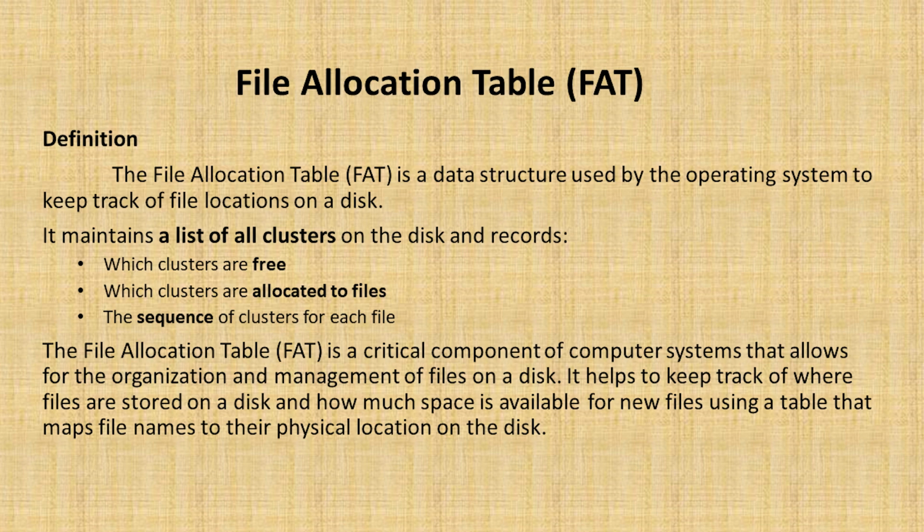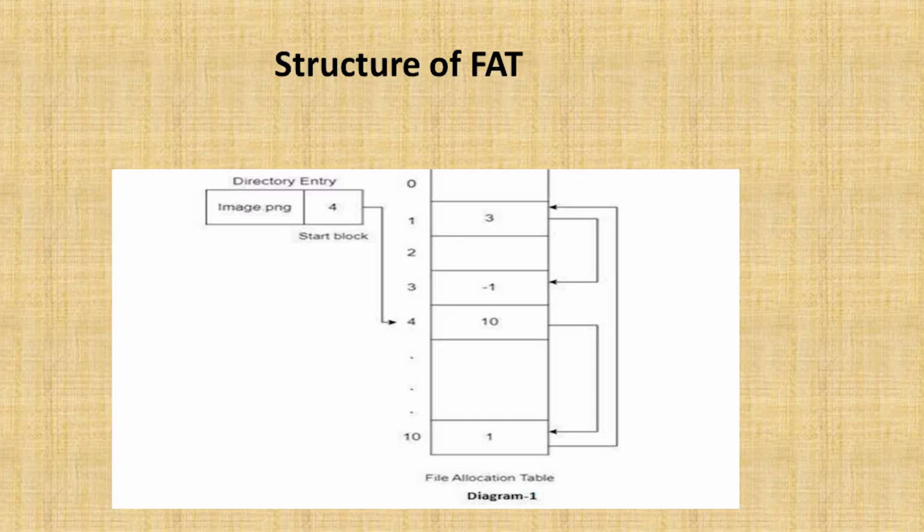The file allocation table is a component of a computer system that allows for organizing and managing files on a disk. It helps to keep track of where the files are stored on the disk and how much space is available for new files, using a table that maps file names to their physical location on the disk. So this is the structure of the file allocation table.